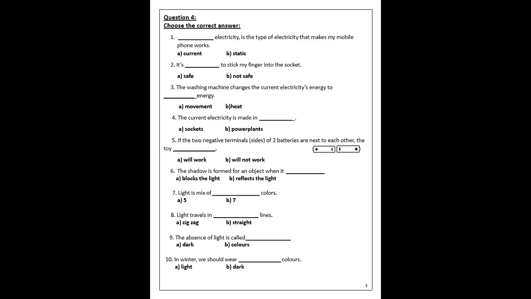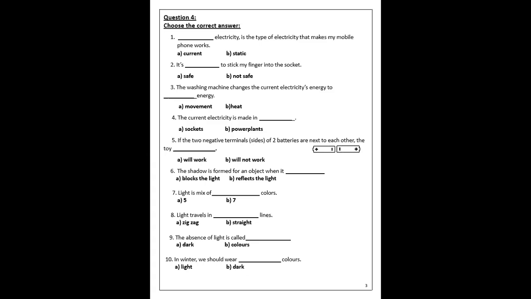What does it mean by current electricity? Current electricity, as we knew before, is the electricity that moves in a path, and this path is the circuit. Also, we took that current electricity has two types. What are they? Main electricity, which comes from the outlet in the wall, or the batteries. Both of them are current electricity. Okay?